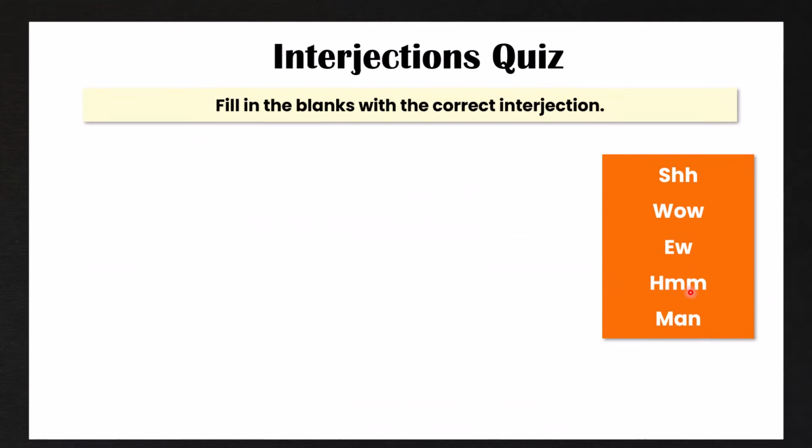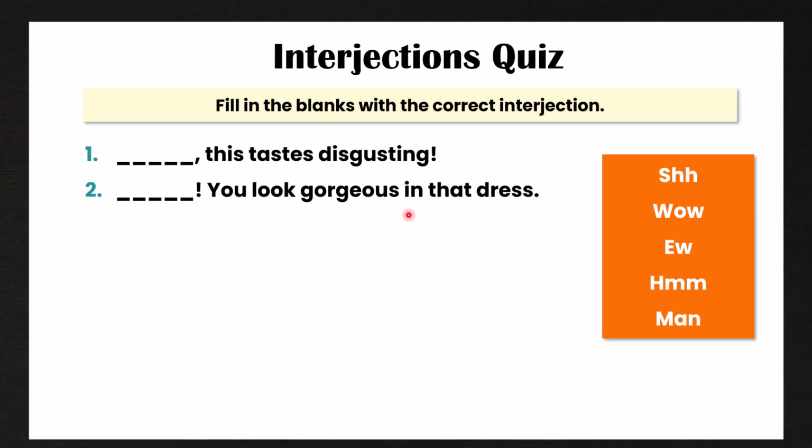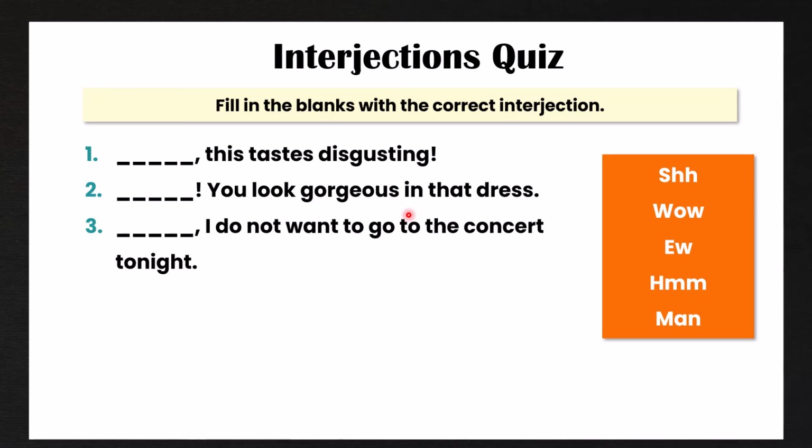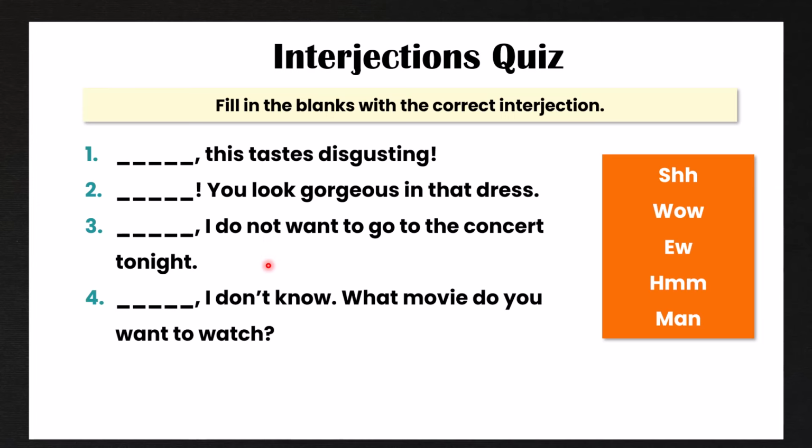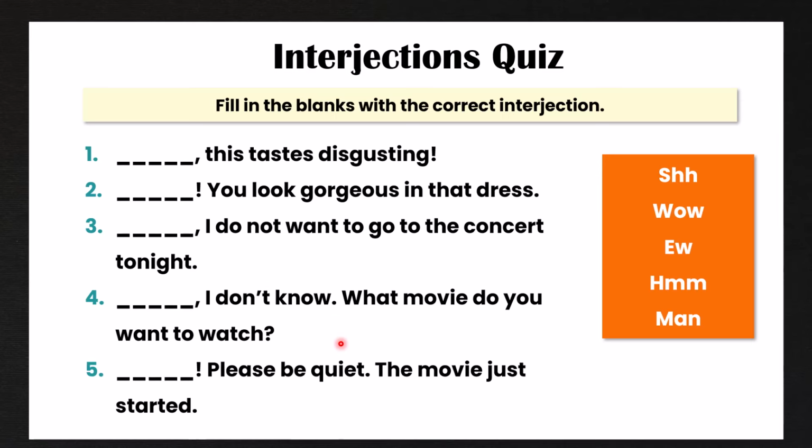Okay, so now we're going to do a little quiz. We have 5 different interjections and you have to fill in the blanks with the correct interjection. We have shh, wow, ew, hmm, and man. Number 1, this tastes disgusting. Number 2, you look gorgeous in that dress. Number 3, I do not want to go to the concert tonight. Number 4, I don't know. What movie do you want to watch? Number 5, please be quiet. The movie just started.